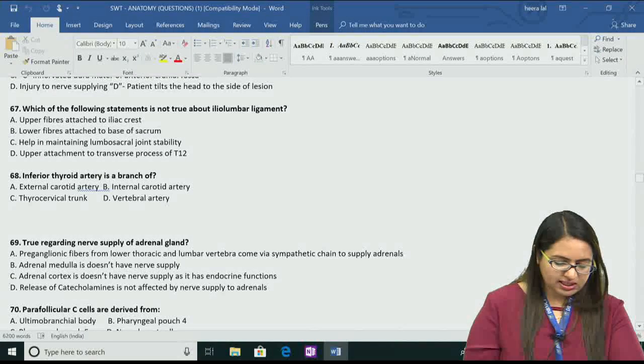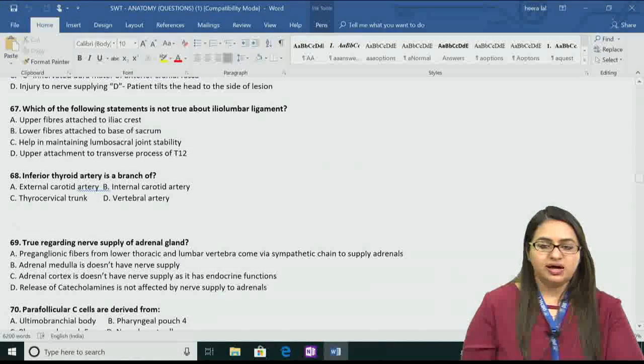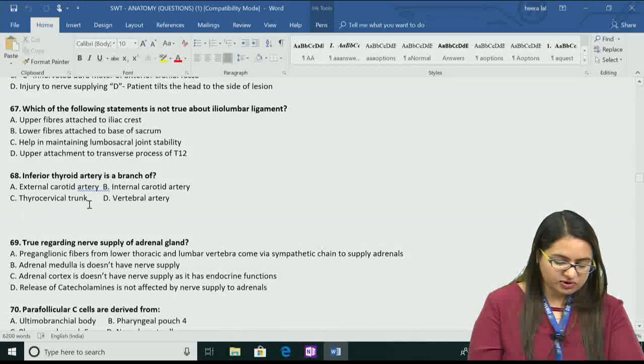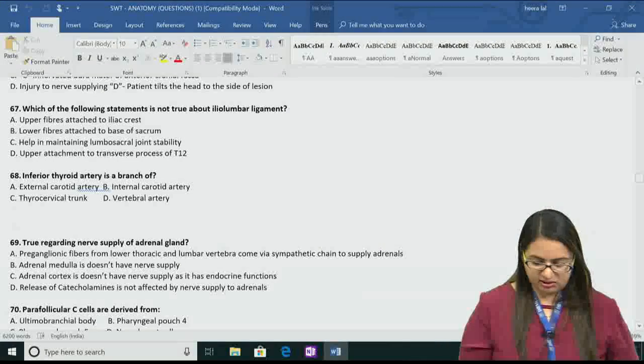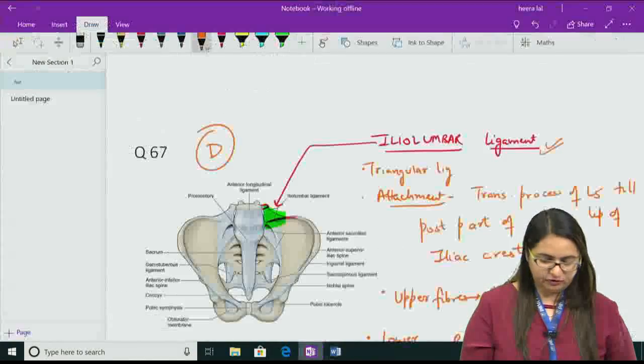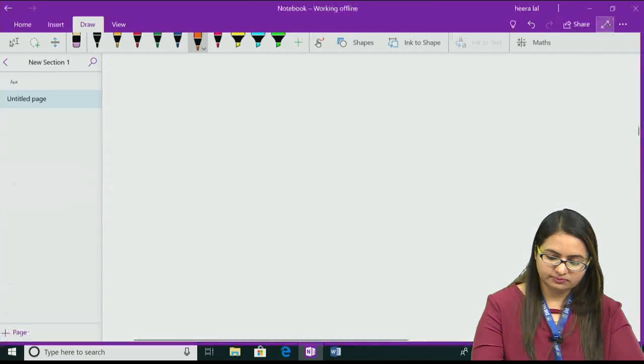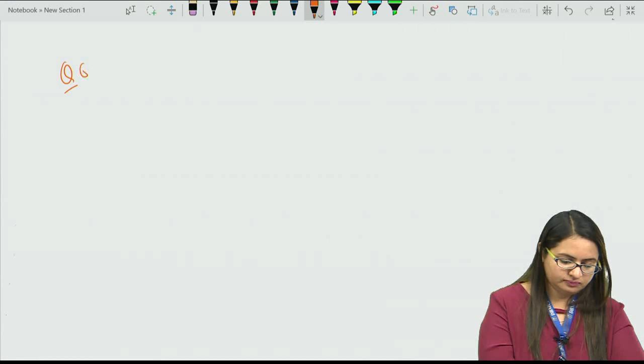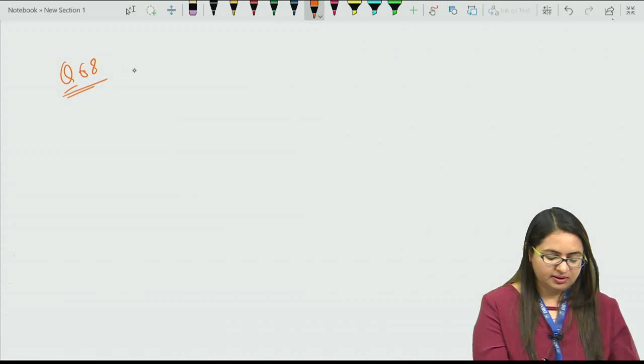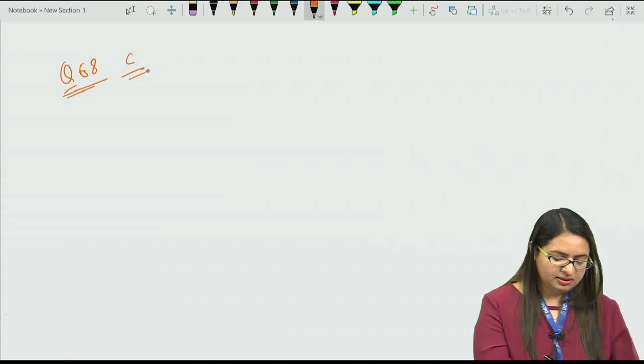For question number 68, inferior thyroid artery. The inferior thyroid artery is a branch of the subclavian artery, and in the subclavian artery, it is specifically a branch of the thyrocervical trunk. So for question number 68, the answer is C.